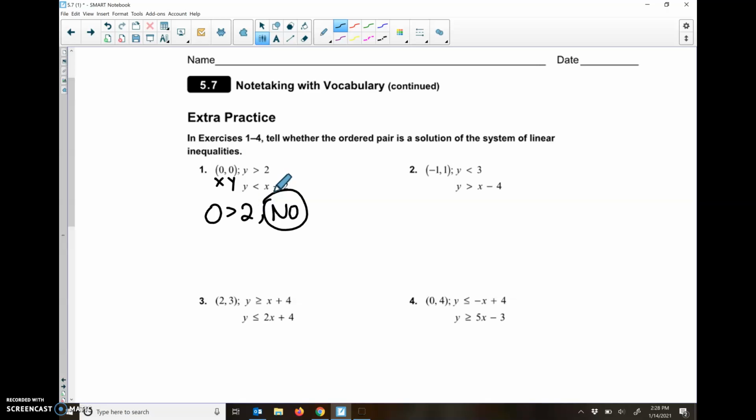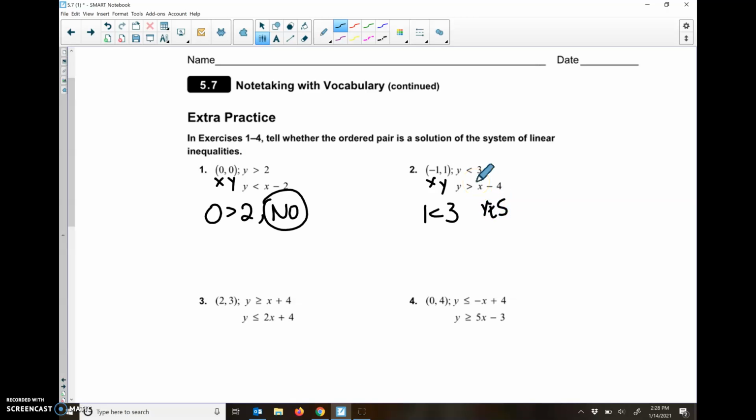So we get kind of lucky on the first one. It doesn't require a whole lot of work. The first one didn't work, so it's not true. Okay, same thing on number 2 here. Our x is -1 and our y is 1. So the first one says y is less than 3. So 1 is less than 3. Yes, it is.